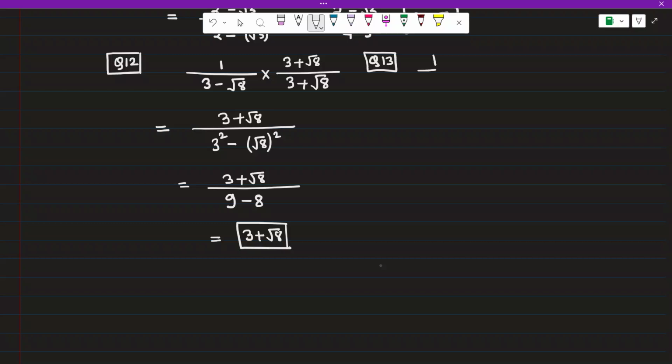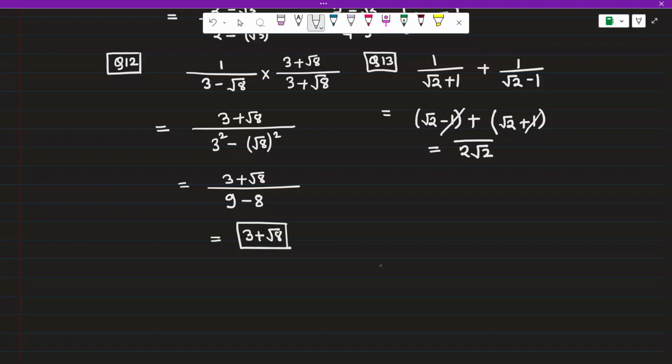Let us take our next problem, 13, which is 1/(√2 + 1) + 1/(√2 − 1). If you rationalize 1/(√2 + 1), we get √2 − 1, plus 1/(√2 − 1). If you rationalize, we get √2 + 1. Plus 1 minus 1 becomes 0. √2 plus √2, we get 2√2. That's our final answer.